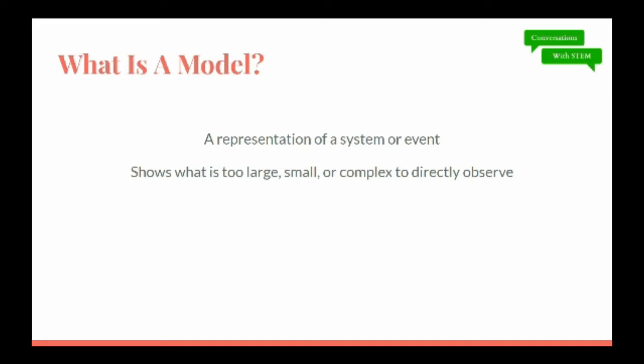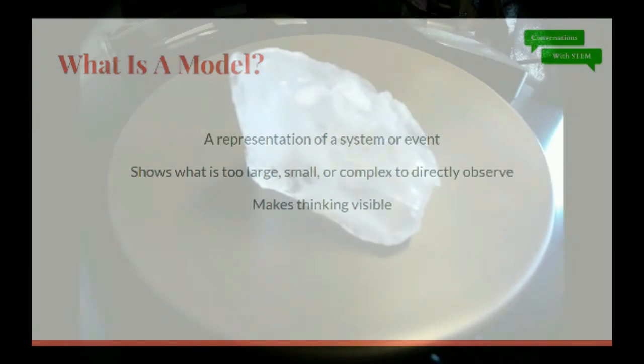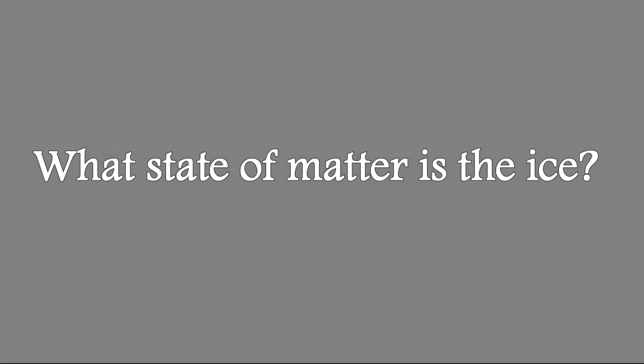In this video, creating a model of the particles that make up the ice cube will make our thinking visible about what we observe happening to the ice cube over time. Start by observing the ice cube. Ask your child what the ice cube is made up of and what state of matter the ice cube is. We want to start from the understanding that ice is made of water and that matter can be solid, liquid, or gas.